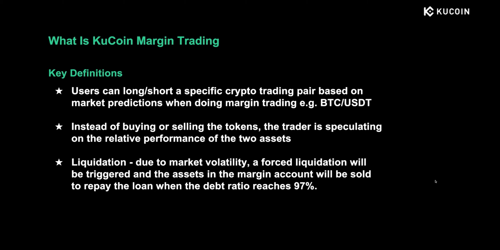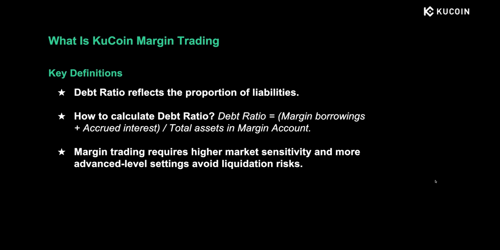And due to market volatility, if the market goes sharply against your margin position, then liquidation will be triggered, and the assets in the margin account will be sold to repay the loan when the debt ratio reaches 97%. The debt ratio is the number that reflects the proportion of your liability. Therefore, to avoid forced liquidation and loss of your collateral, it is vital to keep your debt ratio less than 97%.